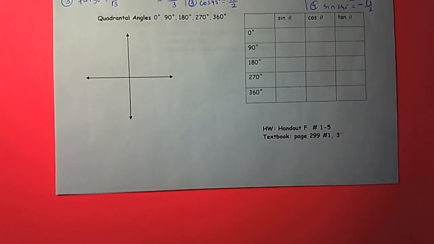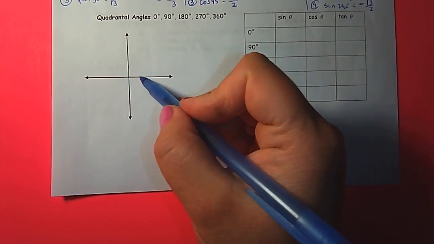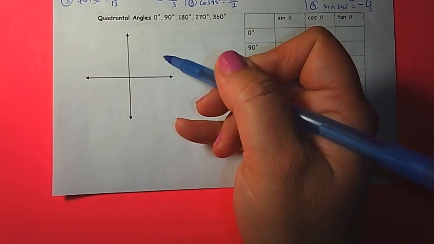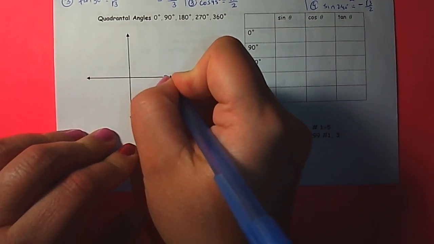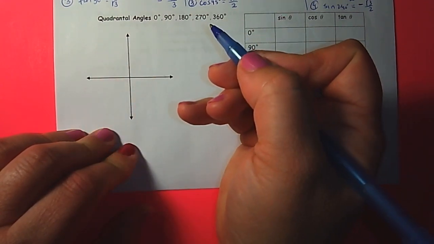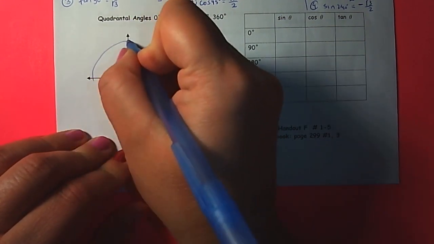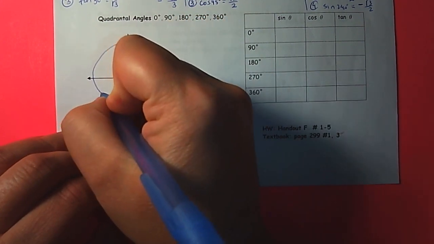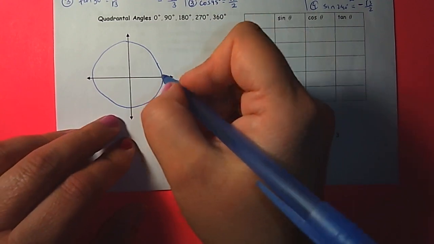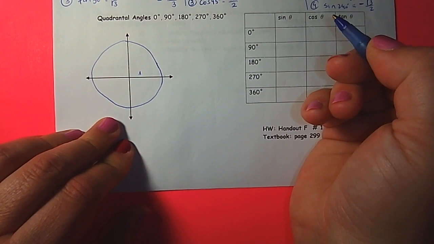What are quadrantal angles? Those are the angles whose terminal arm is on an axis, on the x-axis or y-axis. So 0 degree, for example, is on the positive x-axis. 90 degree is on the positive y-axis. Now to calculate the cosine, sine, and tangent ratios of those quadrantal angles, I'm going to use a unit circle here. For the unit circle, the radius is 1 unit.